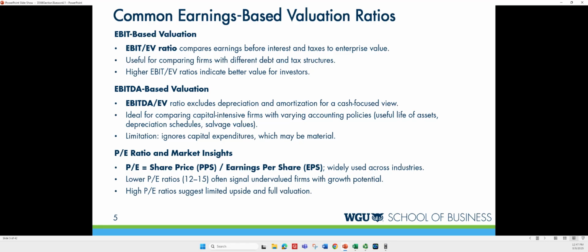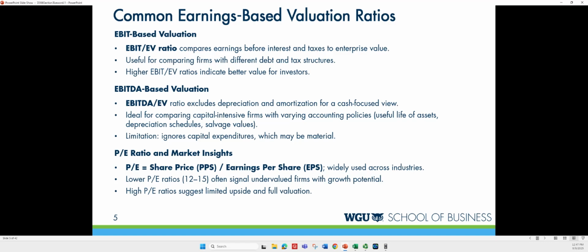So you could take two firms that buy the same $1 million asset, and they may have different policies in place as far as what is the useful life of the asset. What depreciation schedule are we going to use, either a straight line or an accelerated? And then different firms may place different salvage values on the same asset depending on how heavily they're going to use it. So this form of comparison takes that out of the evaluation.